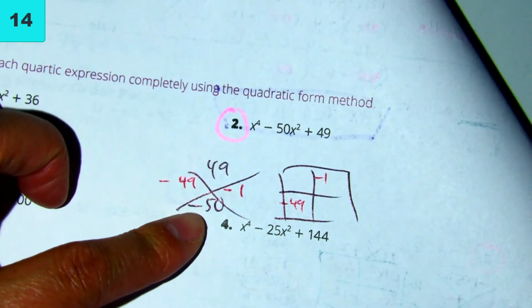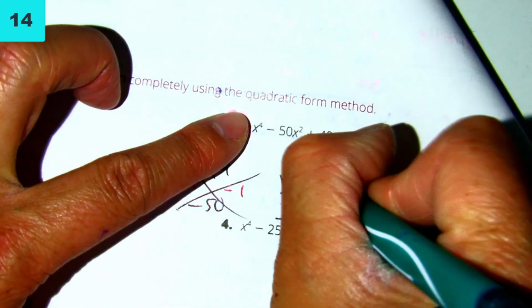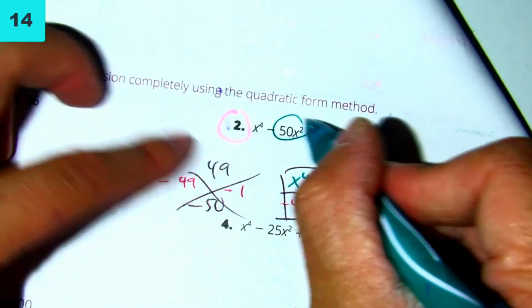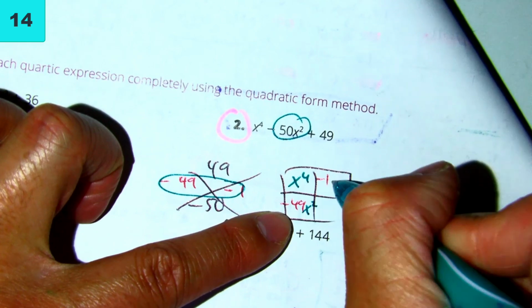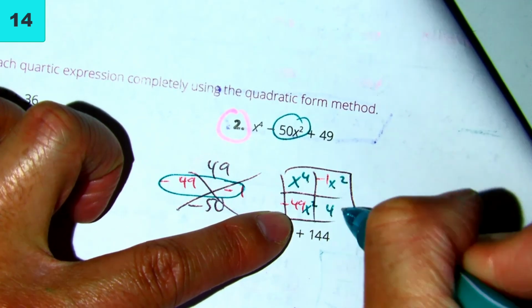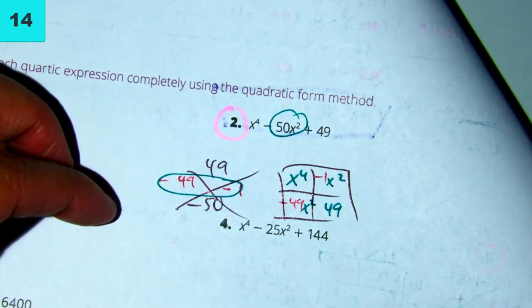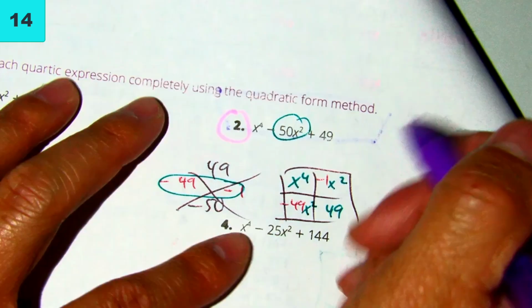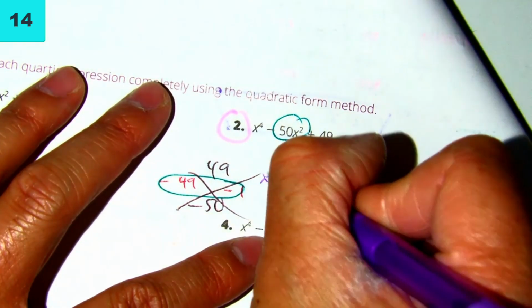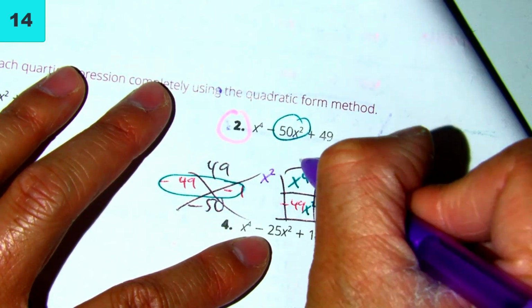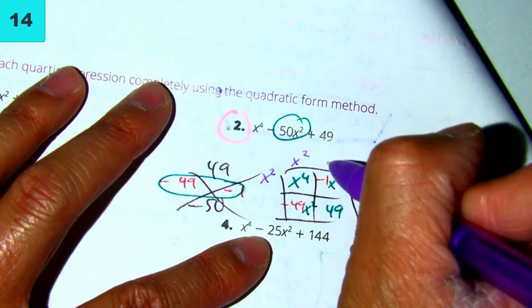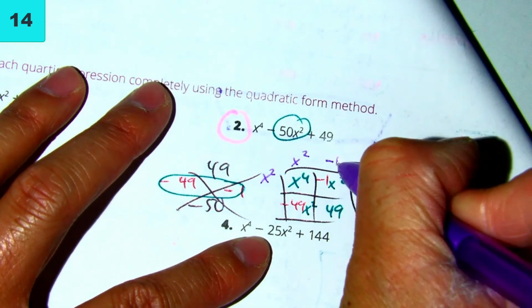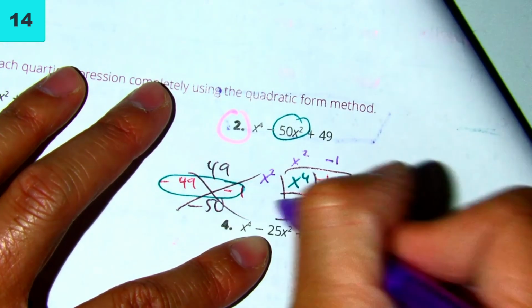Pay attention though, this is x to the 4th. You're splitting this middle term right here. So that means this will be x squared, and this will be x squared, and then 49. And then I just need to pull out the greatest common factor, so I see x squared, x squared. Remember, if I don't see a number there, I'm going to choose 1. In this case, I'll choose -1. And then this one, I'll choose -49.